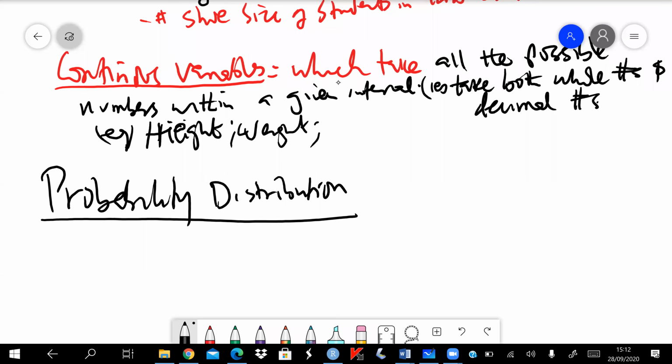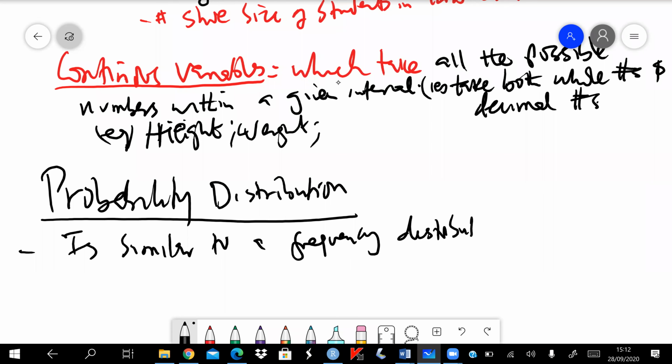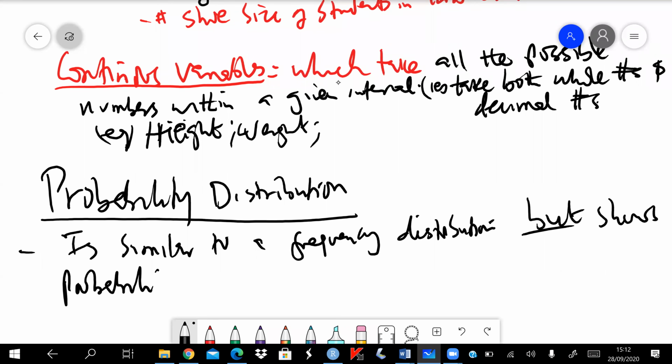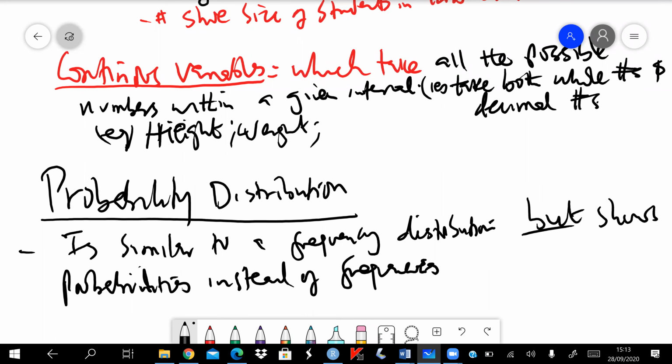And we start by saying that a probability distribution is similar to a frequency distribution. We've just recalled what a frequency distribution is. It is similar to a frequency distribution, but it shows probabilities instead of frequencies.